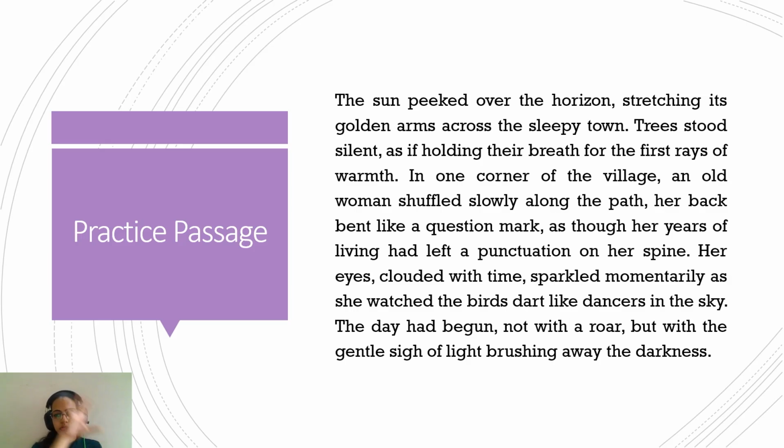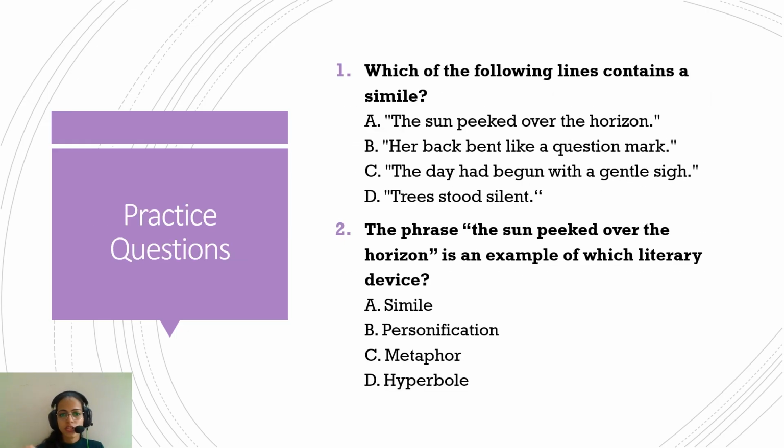Okay, so it's a very beautiful picture of the start of the day, and an old woman in the village has been painted here. Now let's see what the questions are. Which of the following lines contain a simile? The sun peeked over the horizon, her back bent like a question mark, the day had begun with a gentle sigh, or the trees stood silent. For simile, I think that is the easiest possible figure of speech, because we can always identify it with the word like or as. So option B, her back bent like a question mark.